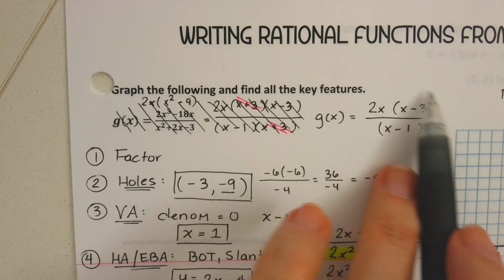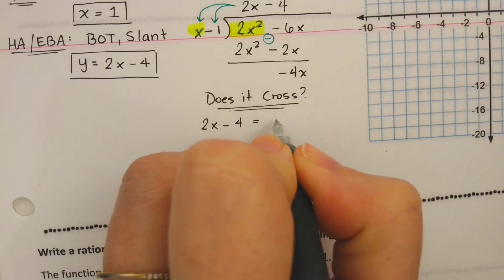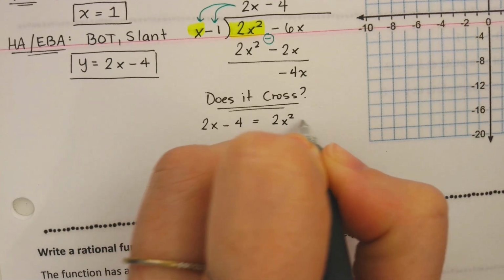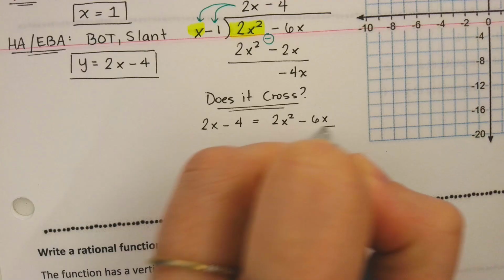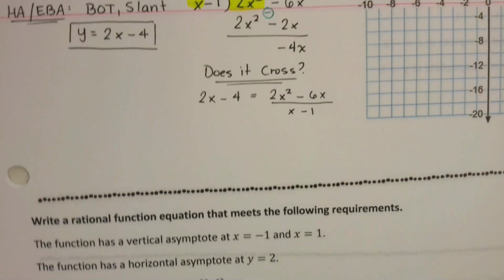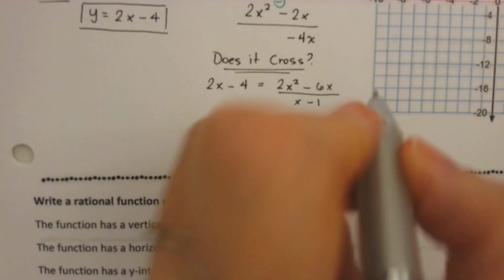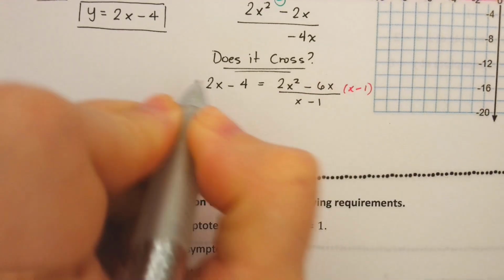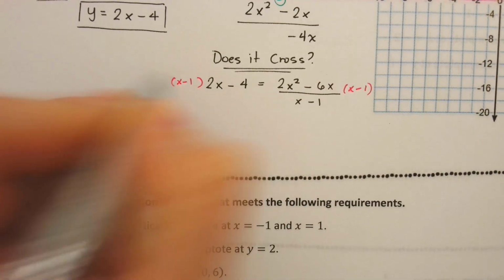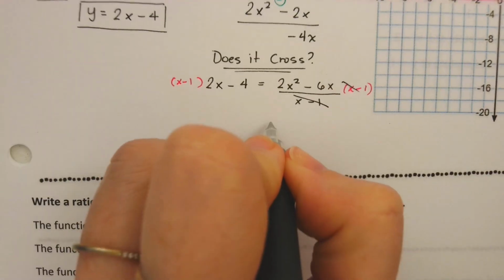So I'm going to set it equal to this function right here, which on the top we already multiplied out. We knew it was 2x squared minus 6x. And on the bottom it's x minus 1. And then we have to solve this. What would I do first to solve? Yes, multiply by the x minus 1, get that denominator to cancel. Which does mean we'll have to FOIL on the left side.